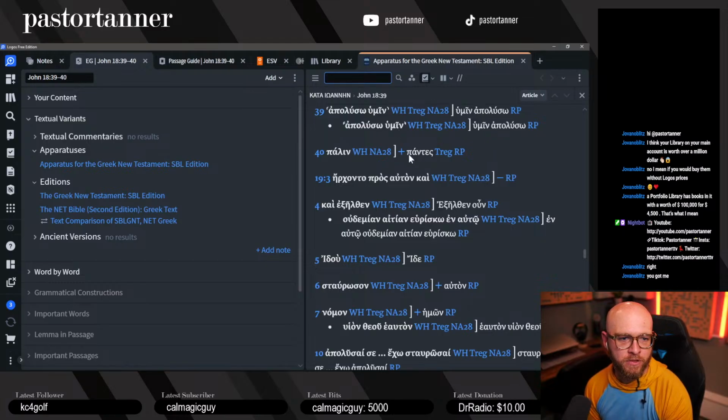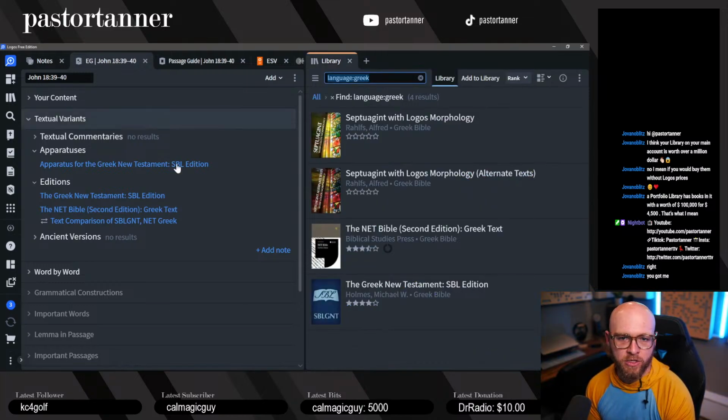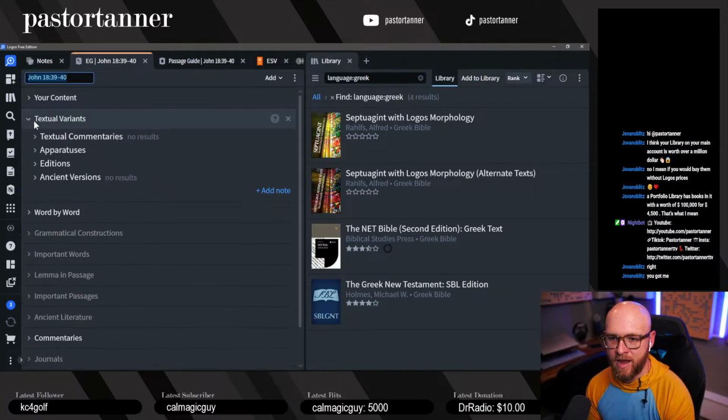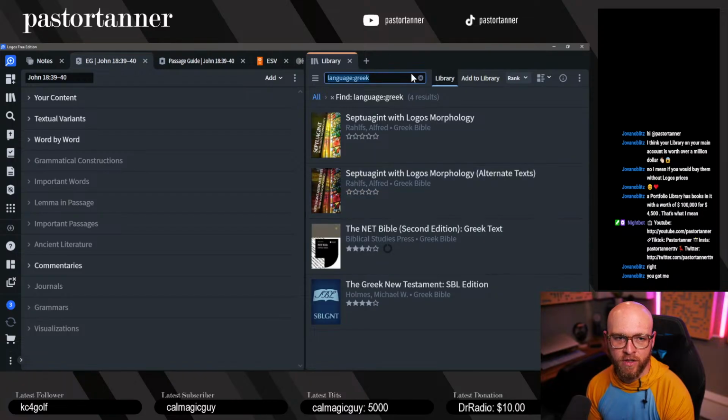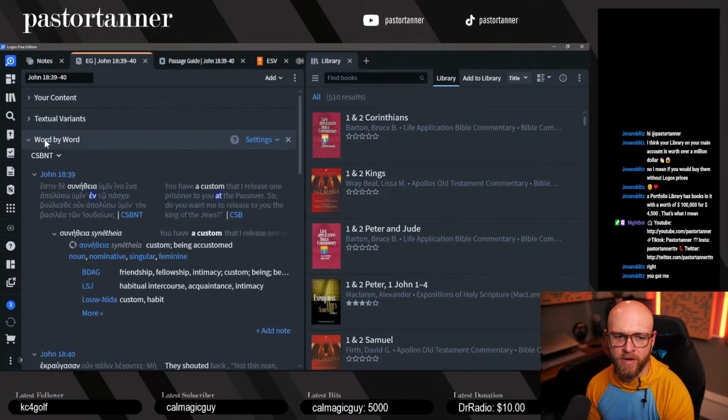Small word order difference and the addition of "all" when it's really probably not the case in some of the earliest manuscripts. So we're good with our textual variants, but that's a way you can utilize them for the apparatuses. And again, I like Philip Comfort on that one. Oftentimes you get exactly what you're looking for. Let's go to the word by word now.